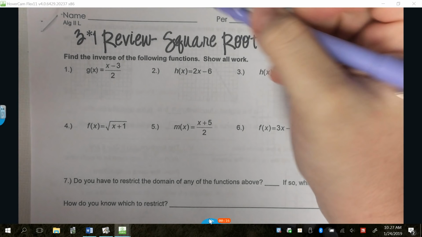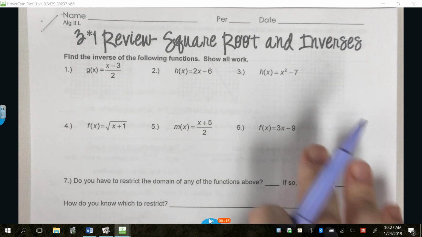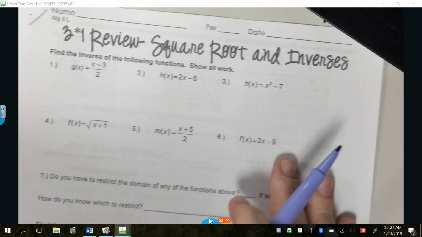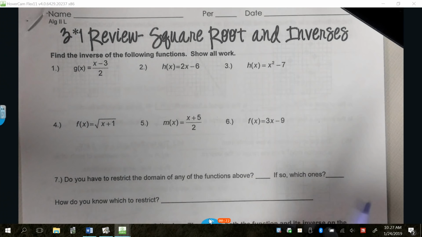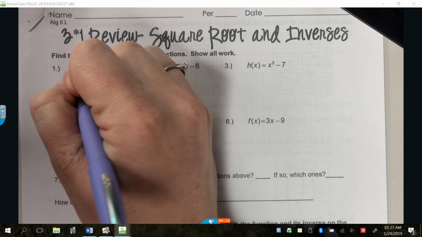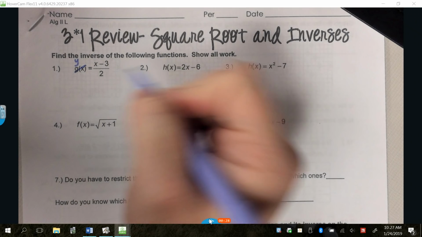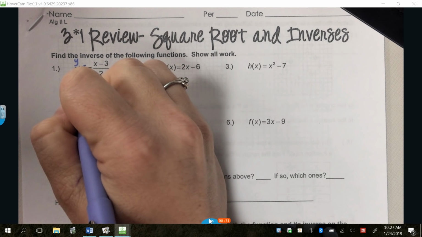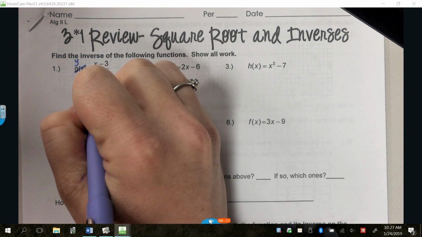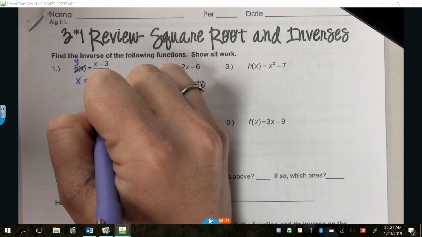So we're looking for, it says, find the inverse of the following functions, show all work. So let me get this all set up. Okay, so first things first, g of x just means y. So this is like saying y equals (x minus 3) over 2. So remember, to do the inverse, x and y switch. So it's going to be x equals (y minus 3) over 2.